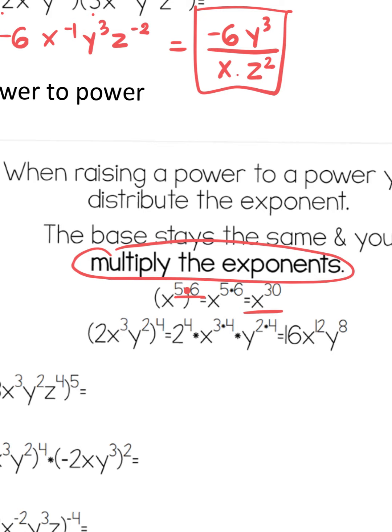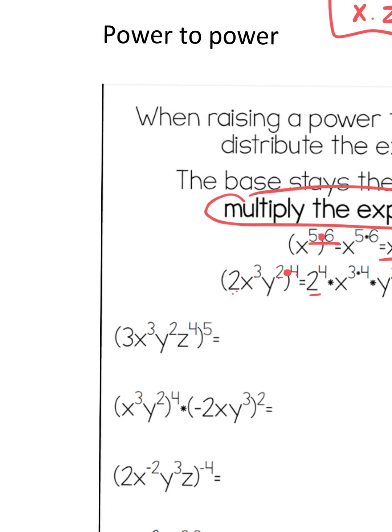This one right here, we have 2 raised to the power of 4, and then x raised to the power of 3 raised to the power of 4. That means we take 3 times 4. I put a dot in between so I know I'm multiplying them, which is 3 times 4 is 12. So we have x to the power of 12. Also, 2 raised to the power of 4 is 16. And then y, we take care of one at a time. 2 times 4 is 8.